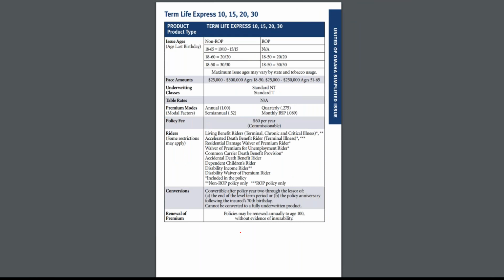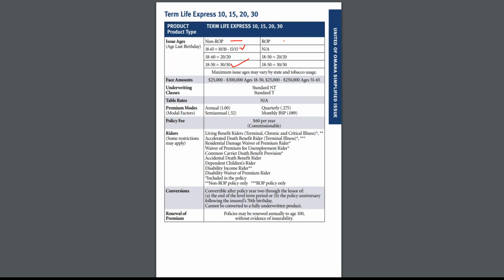Now we're just going to cover some of this highlight sheet with you. For the non-return of premium, issue ages, you can go from age 18 all the way to age 65. 65 is the maximum issue age for this product. And at 65, the maximum term is the 15, a 15-year guaranteed level term, which would cover them till age 80. And then it would be guaranteed renewable until age 100. I'll explain that in a minute. Ages 18 to 60, you can do a 20-year term. If they're under 50, you can do a 30-year term, which is great, and at age 50, that'll cover them until age 80.